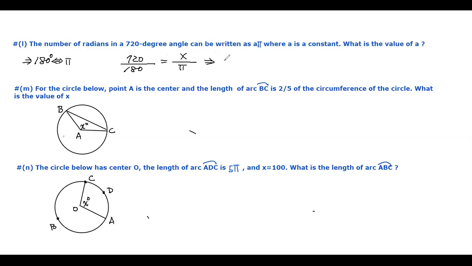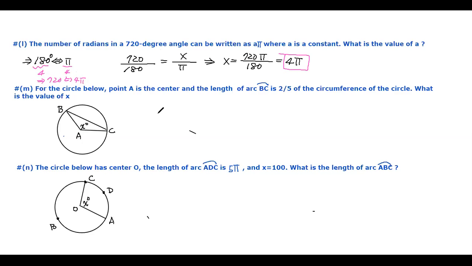So the x here will be what? So you use the cross product. So x will be equal to 720 times pi over 180. So 720 divided by 180 is 4, so it's 4 pi, right? So the answer is 4 pi here. Or you can just say the 720. If you multiply this side by 4 and this side by 4, this gives you 720 equal to 4 pi here. All right, so the next ones here are pretty easy.